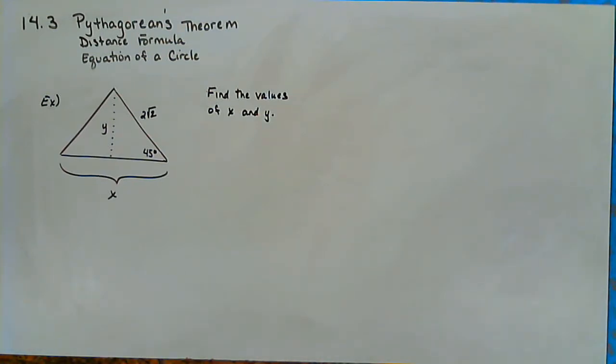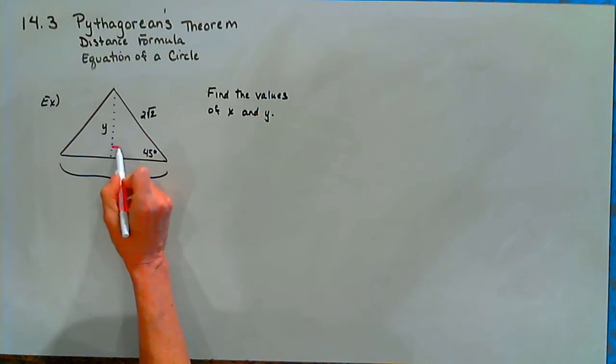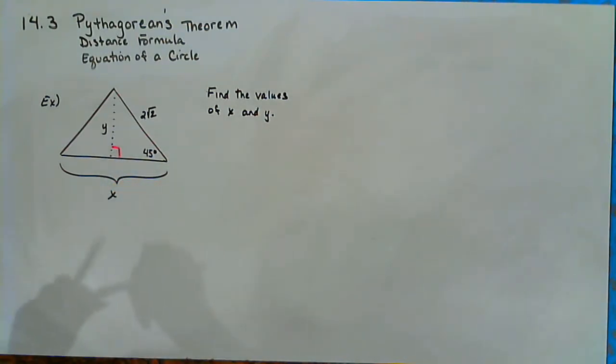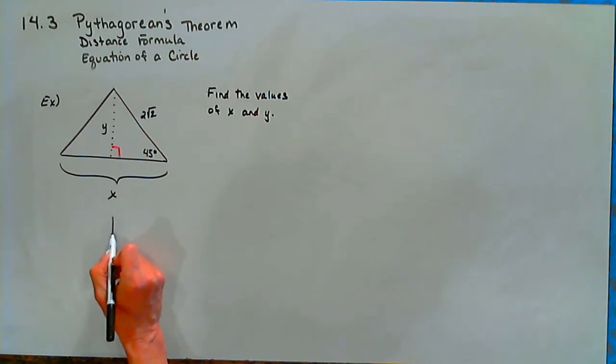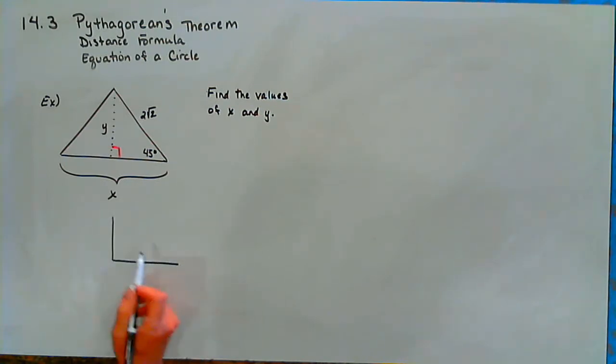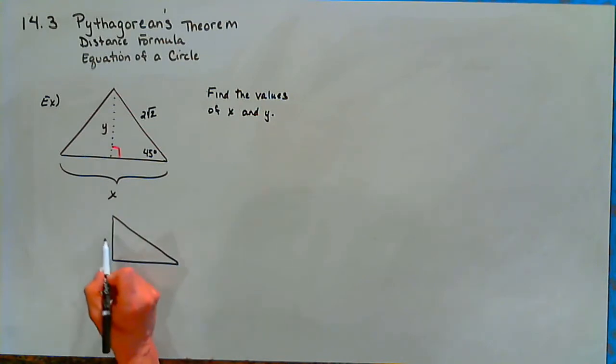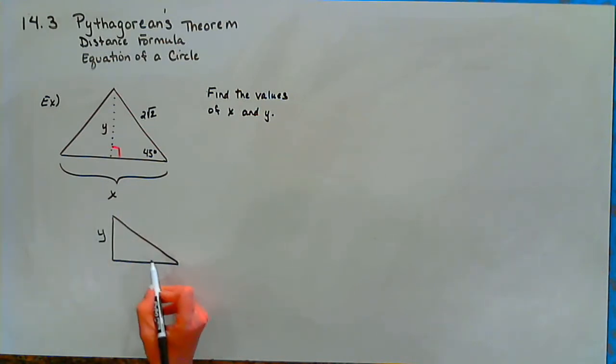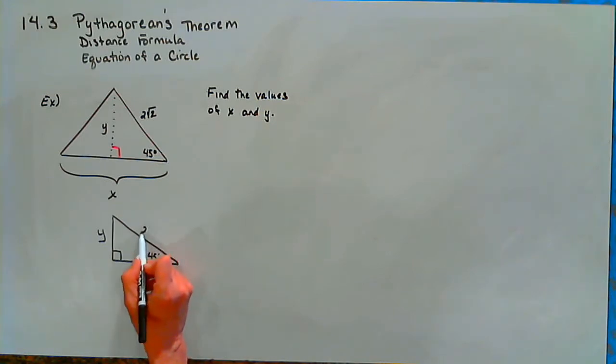So what I notice is I gave you that y was an altitude. So I gave you the fact that y is an altitude, which means I've now given you the fact that I have a right angle within that triangle. So if I extract that piece only, if I just extract the right side of this triangle, and I know this altitude is y, I know this angle is 45, I now know because it's an altitude I have a right angle, and I know the hypotenuse is 2 root 2.